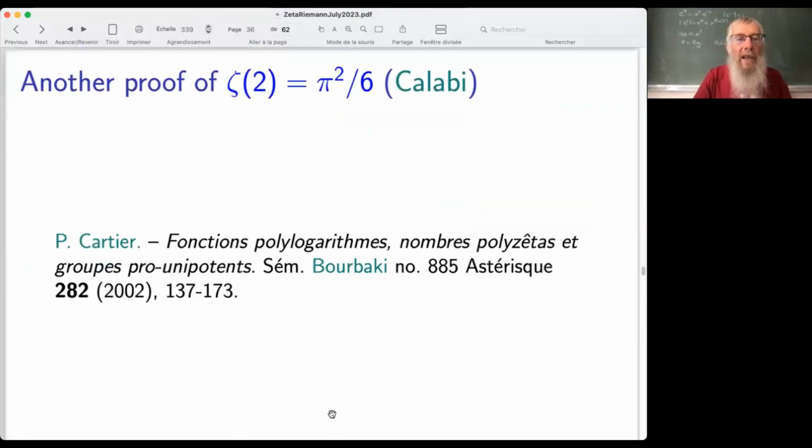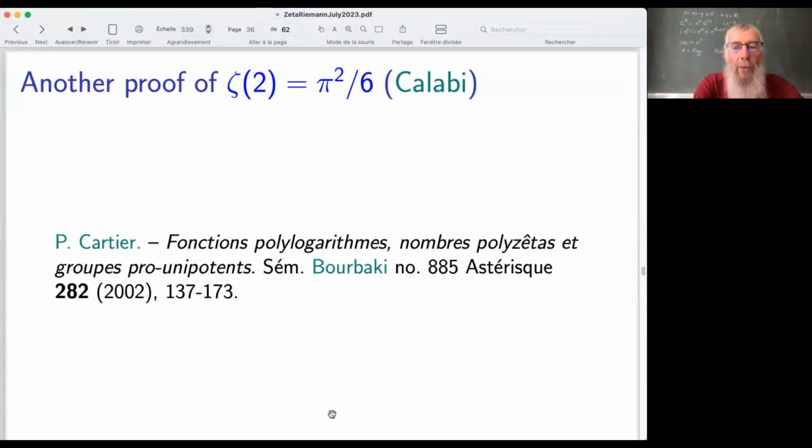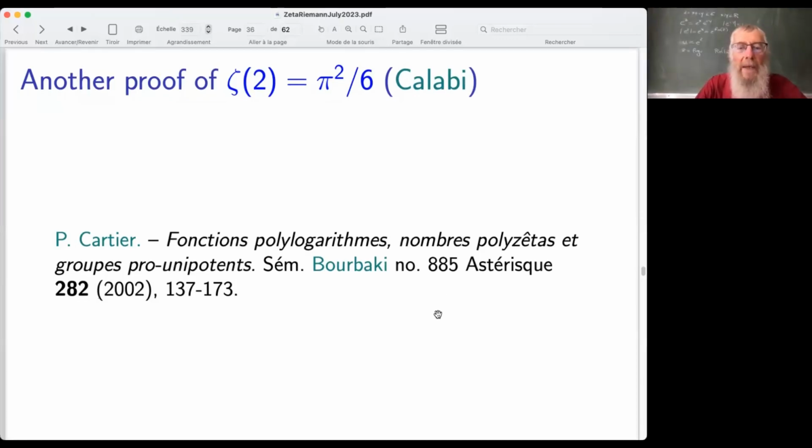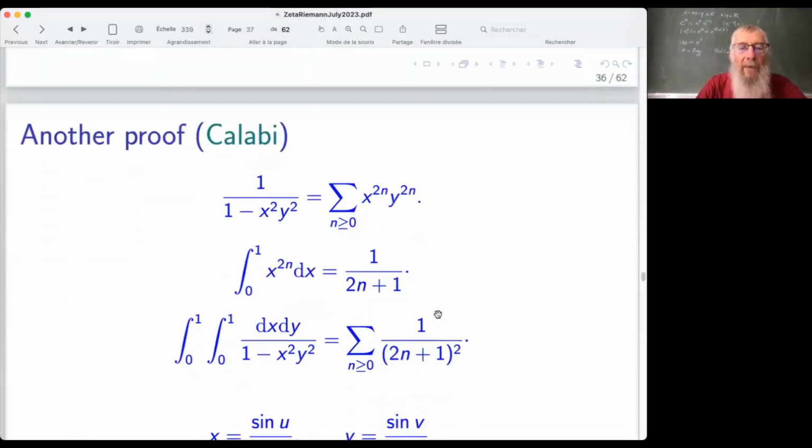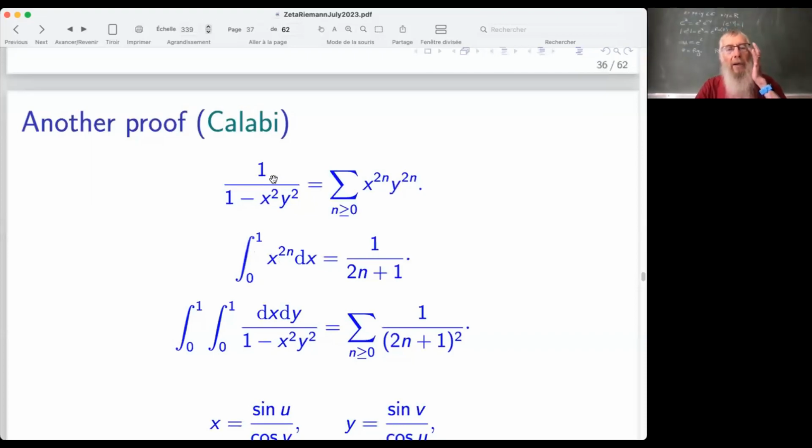There is another proof which is nice, which is in the same spirit as other parts of my courses. The one reference is a lecture by Pierre Cartier in the Bourbaki seminar, and the proof is attributed to Calabi. And the proof is the following. You expand 1 over 1 minus x squared y squared as the geometric series. We use this formula very often. We integrate from 0 to 1 for x to n, and from 0 to 1 for y to n.